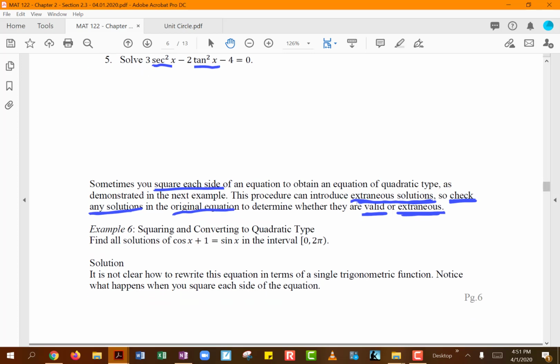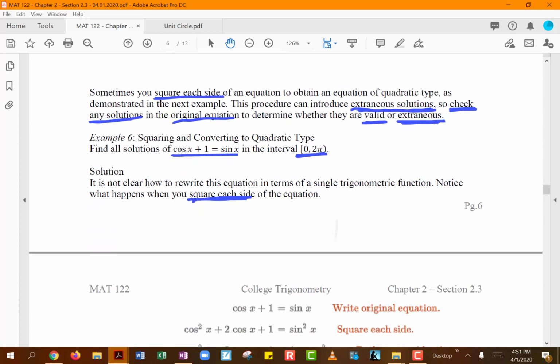We are given cosine of x plus 1 equals sine of x, and they're asking us to solve it specifically in the interval from 0 to 2 pi. So if you just think about it this way, there are no squares on our cosine or sine function, so we cannot bring in any identity to substitute. So really at this point, we don't have much that we can do. And that's the reason why we're going to need to bring in the square on each side of our equation.